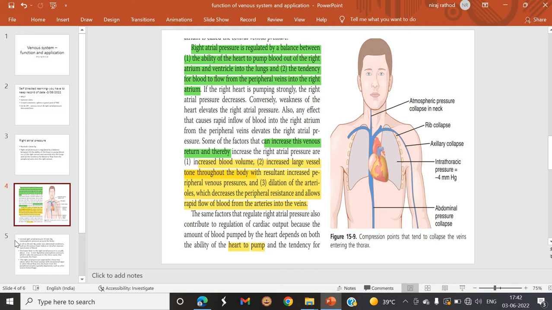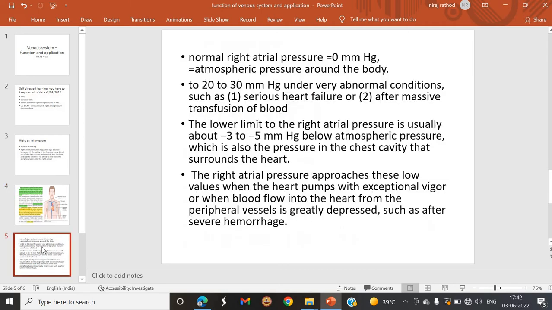Very good. Now you have to remember this, because as a clinician also, when you are working in ICU and monitoring a patient of heart failure, you have to continuously be vigilant about the central venous pressure. So normally it is 0 mmHg. Why? It is normal atmospheric pressure. Around us is also 0 mmHg.